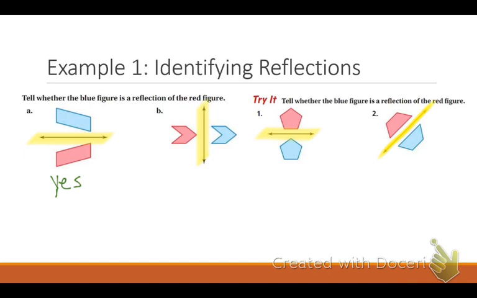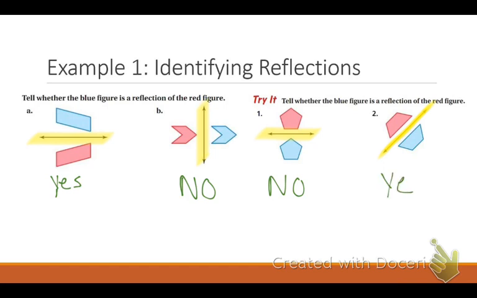No, what is it? We just learned it. It's a translation. It slides. So B is no. A section on a quiz or a test next week would be some images, and you're going to tell me, is it a reflection, a translation, or a rotation? All right, number 1 on the next section over, what do you think, yes or no? No, again, it's a translation. All right, what about 2?